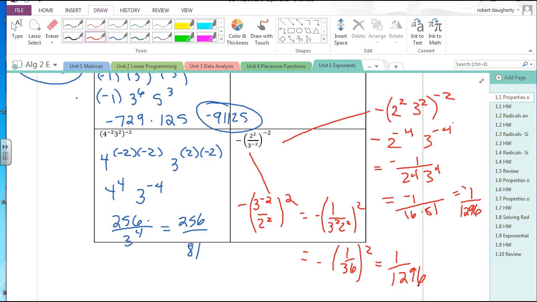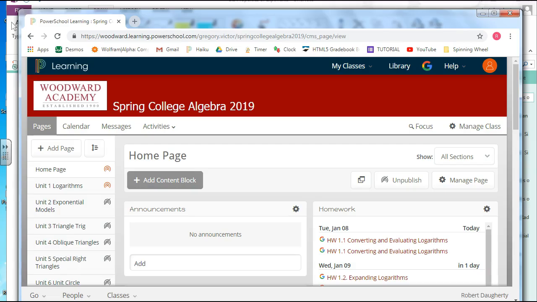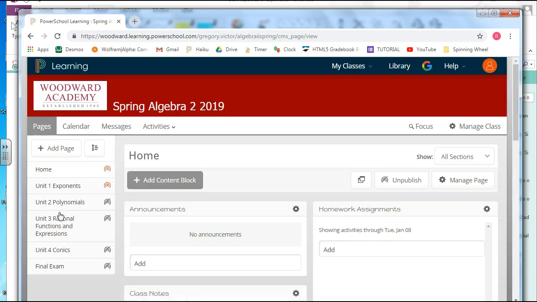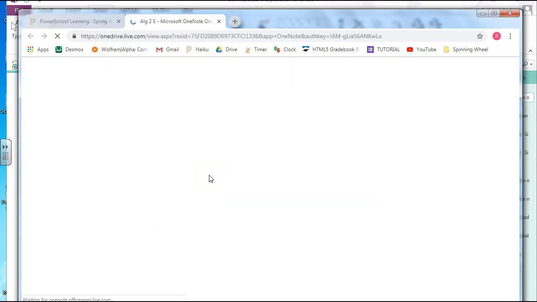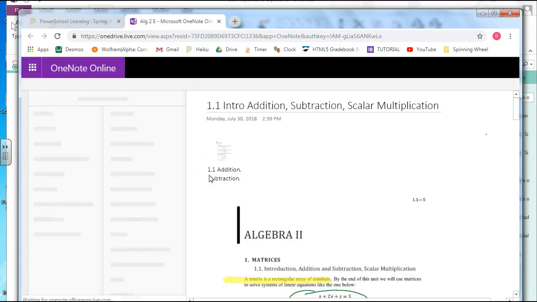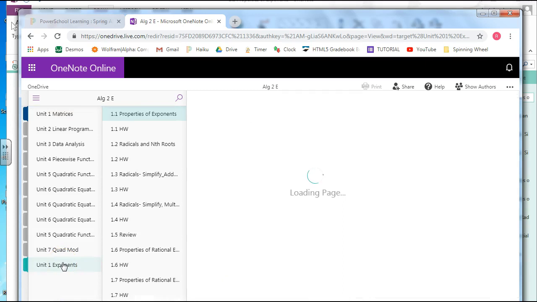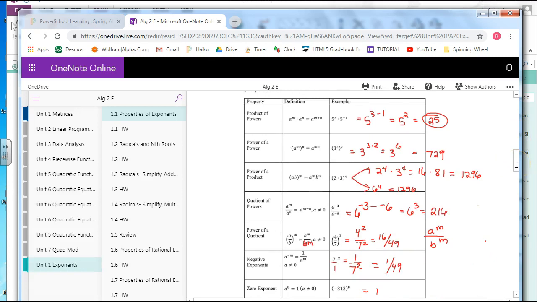Okay? I think that takes us to the end of this section, and it does. So you've got homework to look at. If you don't have your book, guys, you know where to find everything. Algebra 2. You know, this is the same as last semester. You can always come to this link and you will find everything that we're doing. So we are in exponents, and so everything we did today should be there, and then there's your homework.